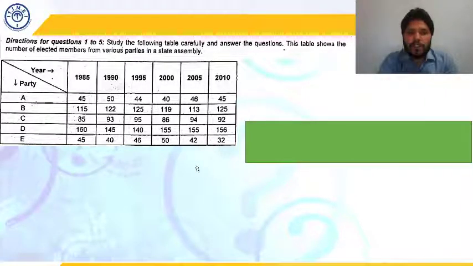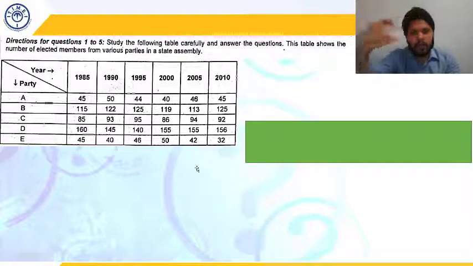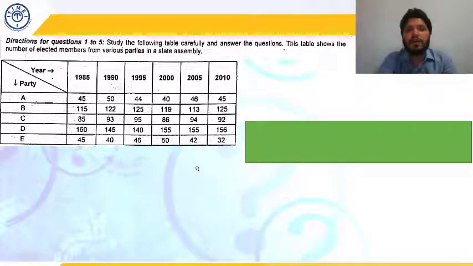Directions for questions 1 to 5. This is the head note, or the heading, which we discussed when we talked about how a DI problem looks like. The head note is: study the following table carefully and answer the questions. This table shows the number of elected members from various parties in a state assembly. So what does this table suggest to us? This table is showing us the number of elected members from various parties in a state assembly.